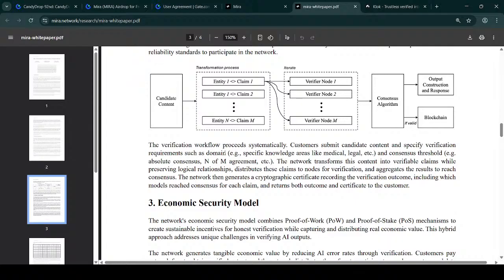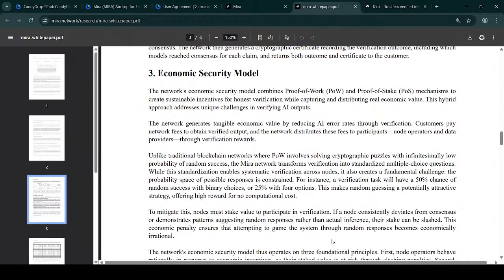So the verification workflow is systematic. The customer submits candidate content and specifies the verification requirements, such as the domain and consensus threshold. The network transforms this content into verifiable claims while preserving logical relationships, and distributes the claims to nodes for verification. It aggregates the results and reaches consensus, and the network generates a cryptographic certificate recording the verification outcome, including which models reached consensus for each claim, and returns both the outcome and the certificate to the customer. So, guys, economic security model.